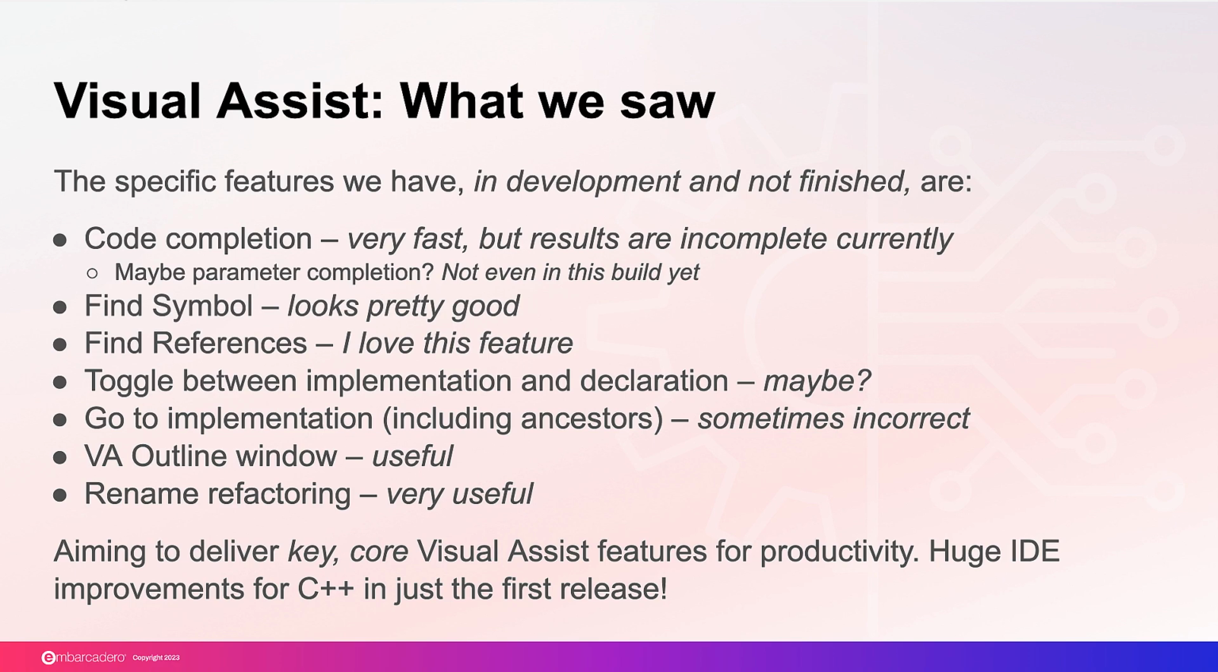Also, you might be asking, if we have code completion, will we have parameter completion? We hope so, but that's still uncertain for the initial release. However, we saw code completion, which is incredibly fast to display. Find symbol, a really useful feature, and a couple of different versions of find references, which is one of the core features that demonstrates a tool like Visual Assist works and understands the code. We saw going between the declaration and implementation of a method, which is something new for C++Builder. We saw going to implementation, which is really neat because it handles all the places you might want to navigate to. And we saw the VA outline window, and finally rename refactoring, which even renamed in comments.